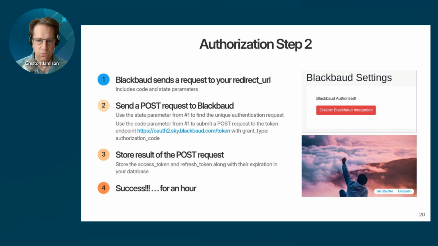Now, once that post request is sent, you will receive a result, and that result from Blackbaud includes the access token and the refresh token along with the expiration dates. So you would take this and store this presumably in your database so that you can reuse them to access the Sky API. Now, if you look at the top right, the Blackbaud settings, how we reflect this is once the process is successfully done, it says Blackbaud authorized, and then you have the victory symbol in the lower right. But this success was short-lived, precisely for 1 hour. Why? Because that is the lifetime of the access token to be able to use the API.